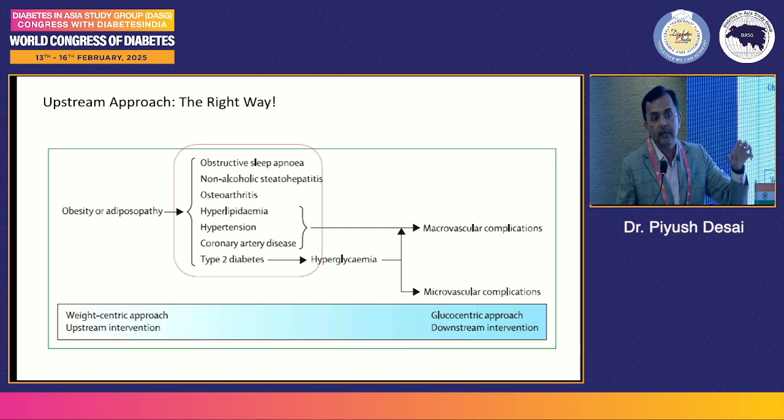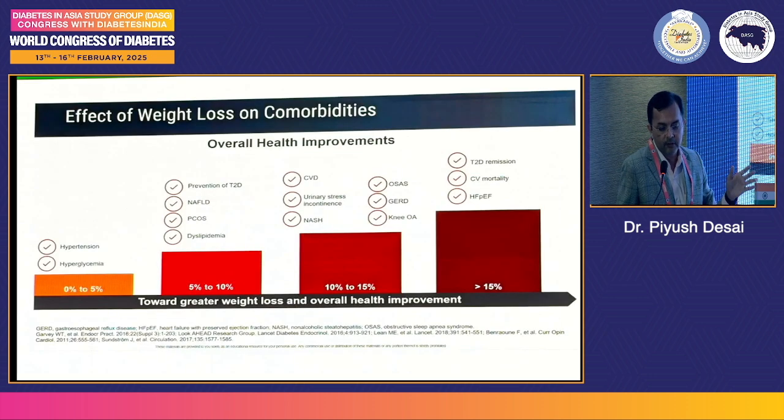So, what should be our prime goal in treating type 2 diabetes? Yes, the glucocentric approach, as it is very important once the patient is diabetic. But can we do it before? When the patient is pre-diabetic, when the patient is obese, it's an upstream approach, an upstream intervention, and for that the patient has to lose weight. If the patient loses weight by 5 to 10%, there is better type 2 diabetes management. Fatty liver improves, PCOS improves, dyslipidemia improves.